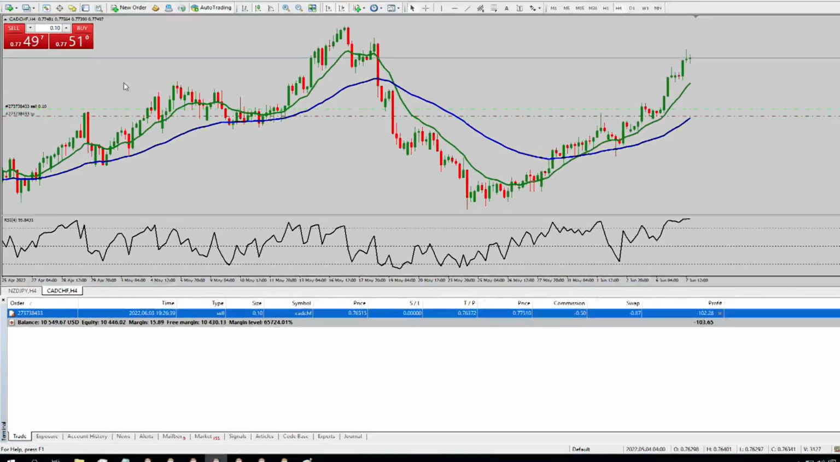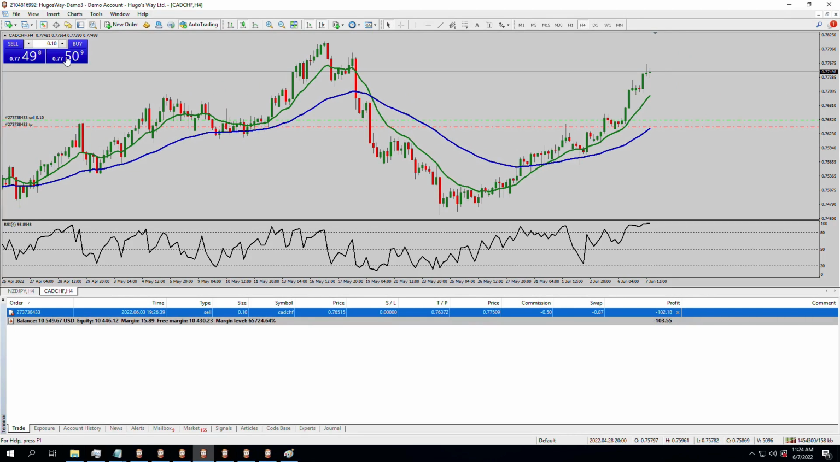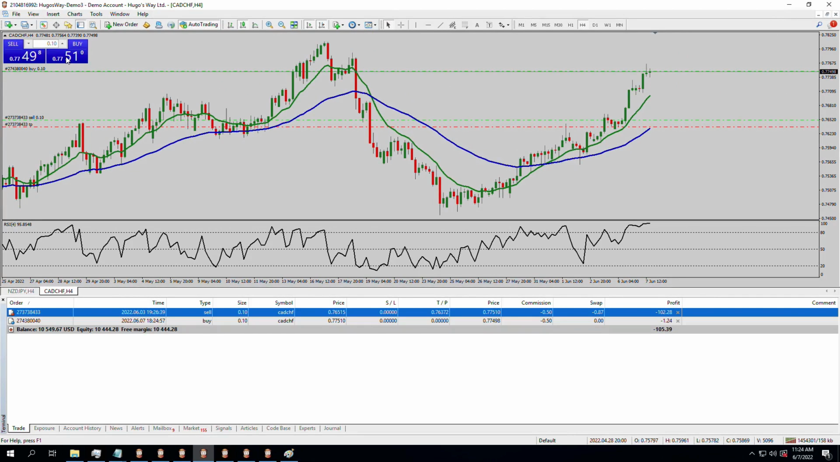So we're already on the CAD CHF chart and we're already at 0.1. I'm going to go ahead and hit buy and then watch what my margin does. My margin level goes basically back to what my equity is. So it cancels out. My margin is not bleeding off now.